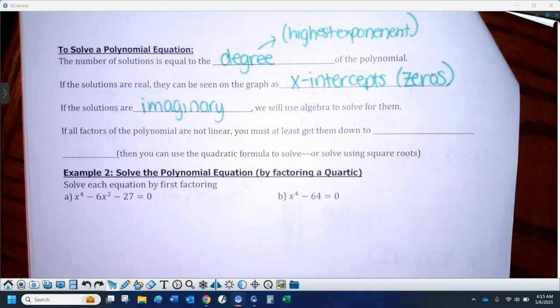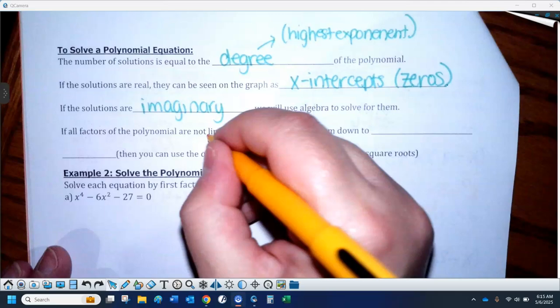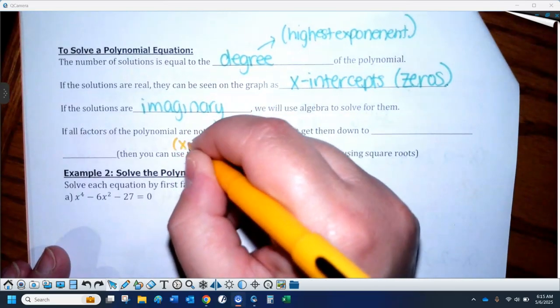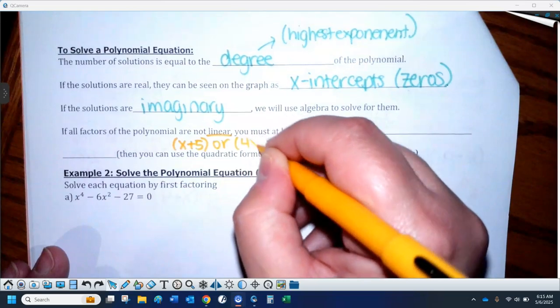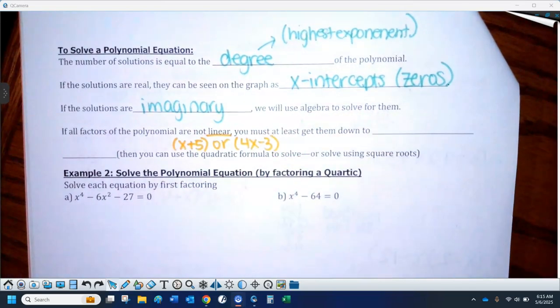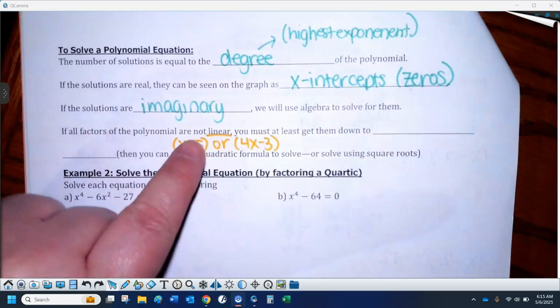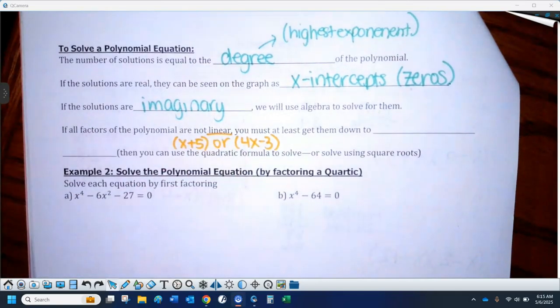And then the last thing says, if all the factors of a polynomial are not linear. I'll give you a tiny example of what a linear factor is. A linear factor would be something like x plus 5, or I don't know, 4x minus 3, something like that. A linear factor just has its highest power being x. These are really easy for us to just set equal to 0 if we have an equation. We'll do that in some of the problems today.